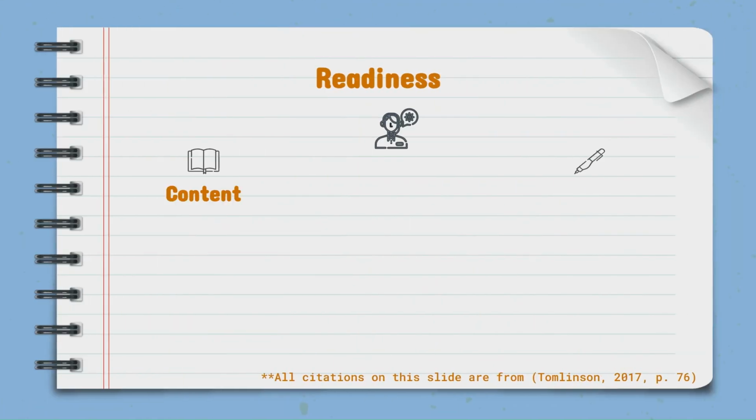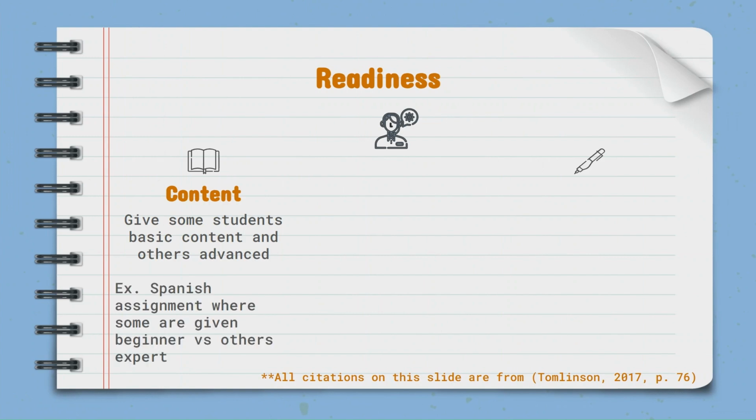And there's three different areas for readiness. We're going to start with content. So giving some students basic content and other advanced content, which is sort of what we talked about before, a little bit with the simple to complex. An example is give students a Spanish assignment where some get the beginner level of reading and the others have more advanced or expert level, depending on where they're at.